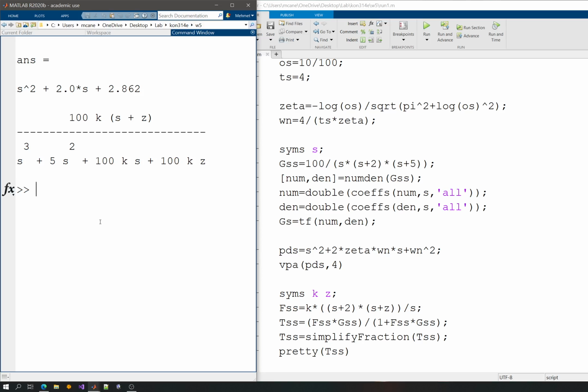Now, it is a third order system. This means that I should add another pole to my PDS so that the degrees are equal, and then I'm able to solve the problem by equating the coefficients.